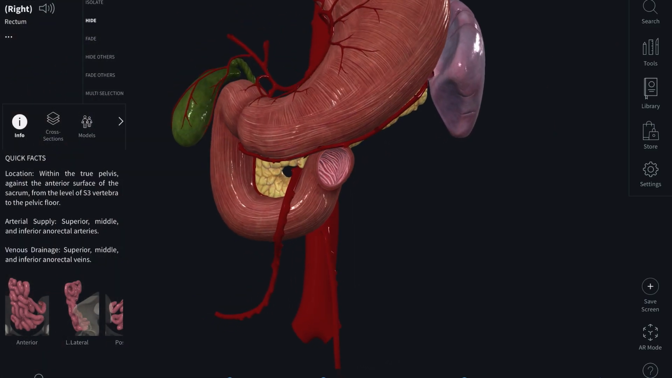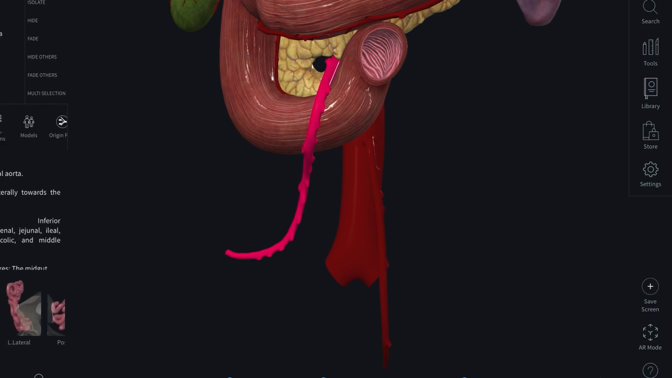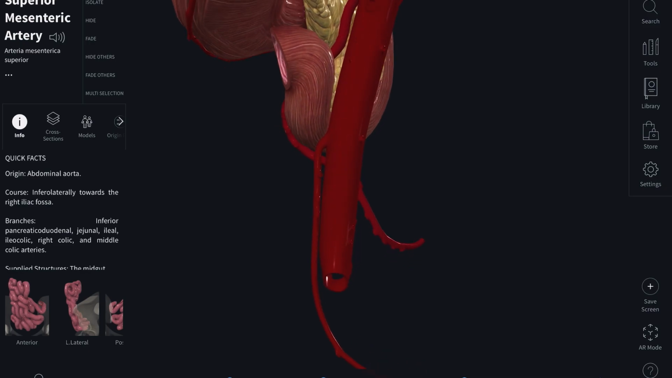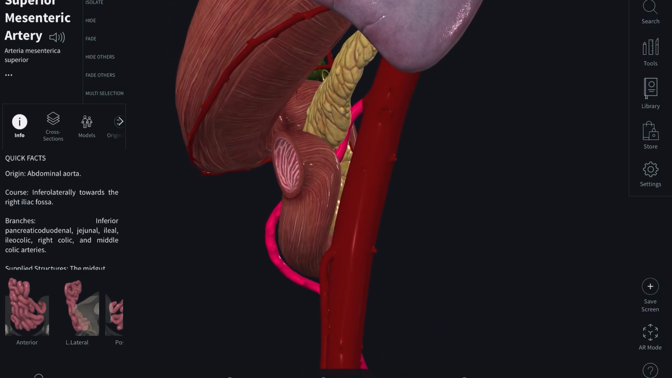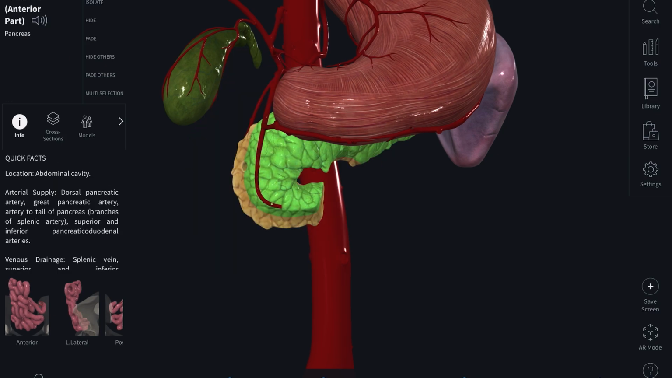All right, so looking at it, here's that inferior mesenteric and then the superior mesenteric. And they get their names mostly because of where they are getting that blood flow from the aorta. So you can see right here, superior mesenteric is getting it from up there, while inferior mesenteric is definitely lower. Again, there's the duodenum, and then the pancreas.